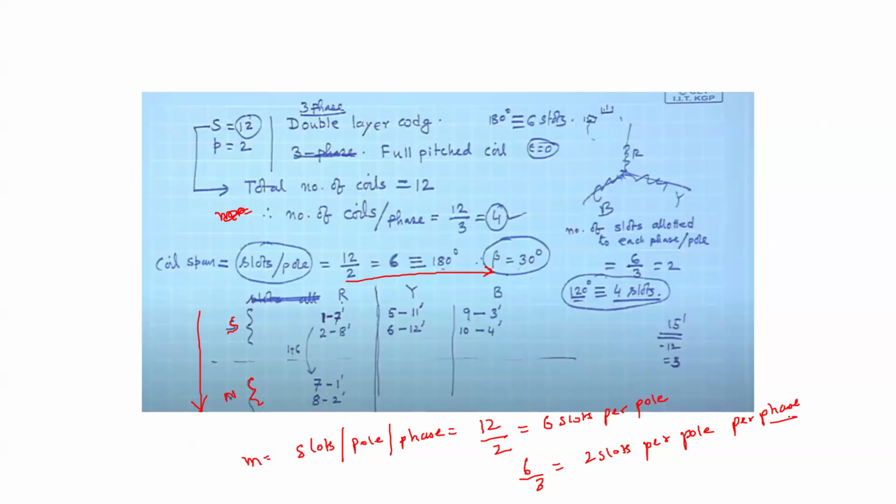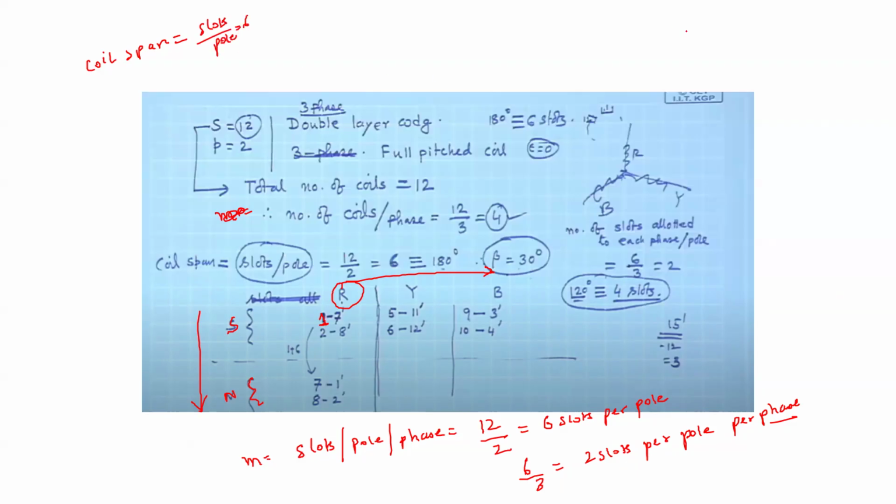Now what we will see is that we are starting at, suppose, R phase. We are saying that in R phase we are placing the first winding. Now we have to complete this table. Let us see how. First of all, this is the coil span. Because this is a full pitched coil, the coil span is equal to slots per pole, which we have found out to be 6.